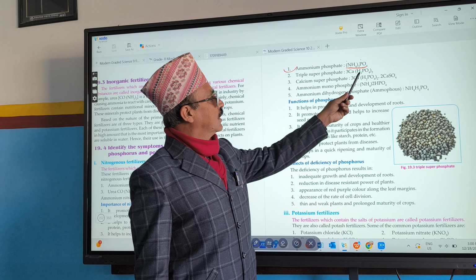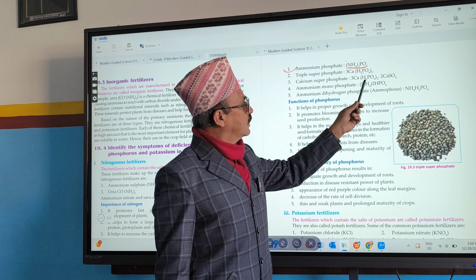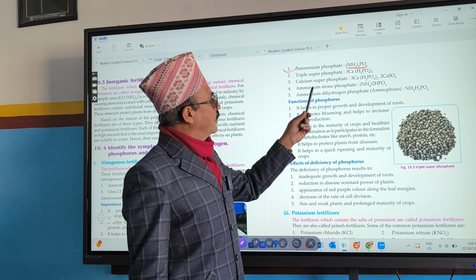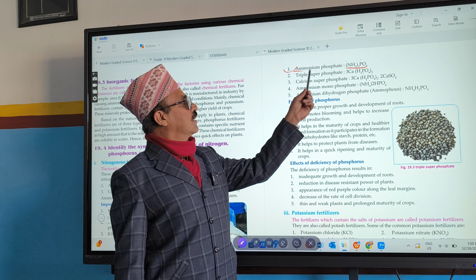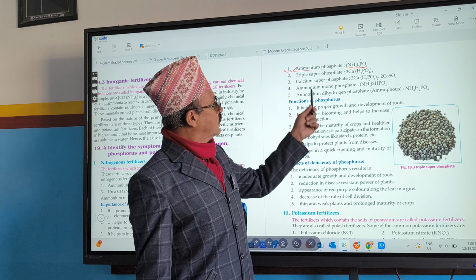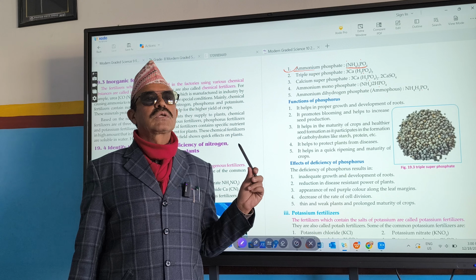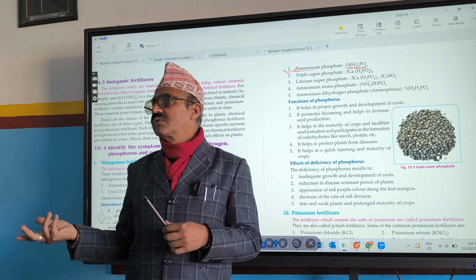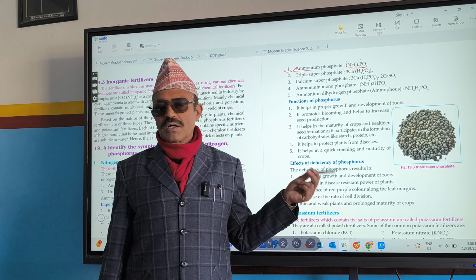Triple superphosphate, here is phosphorus. Calcium superphosphate, here is phosphorus. Ammonium monosulfate, phosphorus. Ammonium dihydrogen phosphate, phosphorus. First one contains two main nutrients, macronutrients, but these others contain only one. You must remember the names: urea, nitrogen; ammonium carbonate, nitrogen; ammonium phosphate, phosphorus. Others will come later.